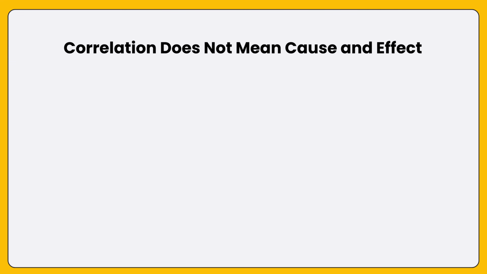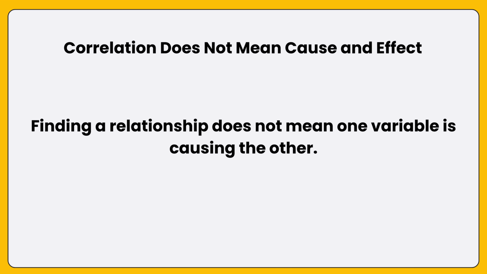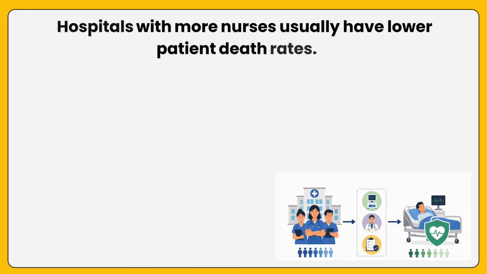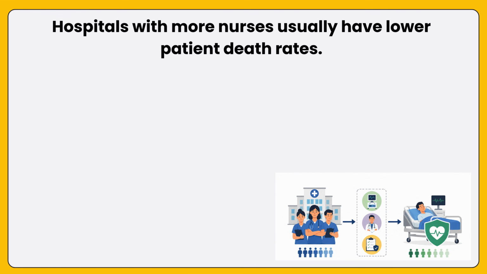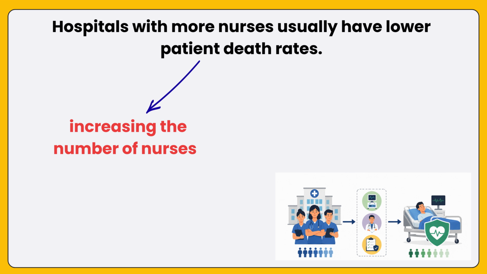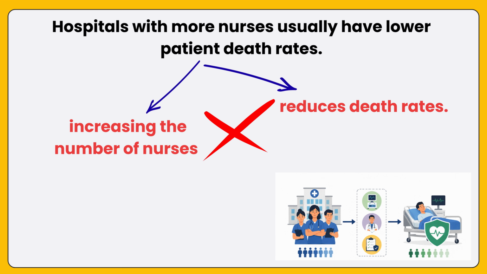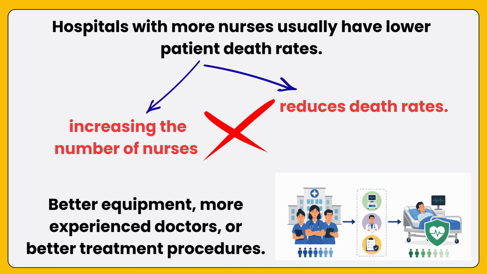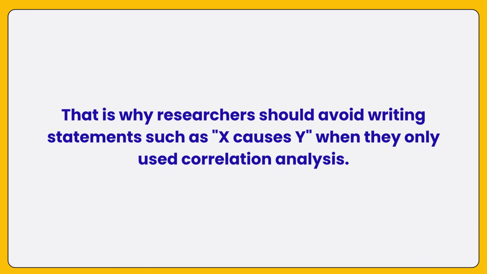Correlation does not mean cause and effect. Finding a relationship does not mean one variable is causing the other. For example, your research finds that hospitals with more nurses usually have lower patient death rates. This does not automatically prove that increasing the number of nurses alone reduces death rates. Those hospitals may also have better equipment, more experienced doctors, or better treatment procedures. Correlation only tells you that the two variables are related. It does not prove why they are related. That is why researchers should avoid writing statements such as "X causes Y" when they only use correlation analysis.